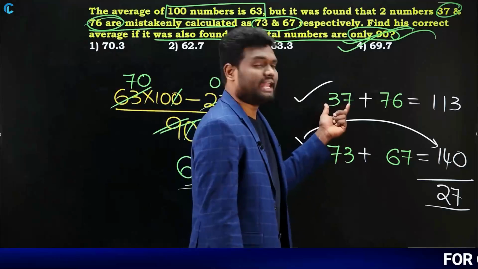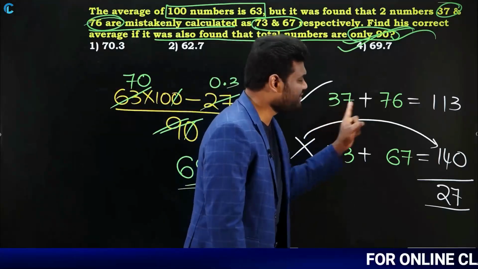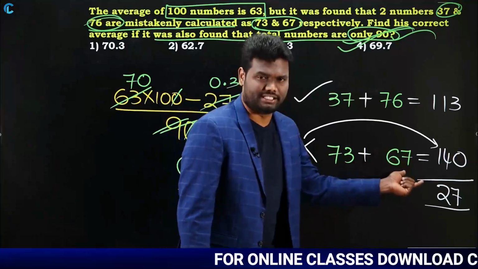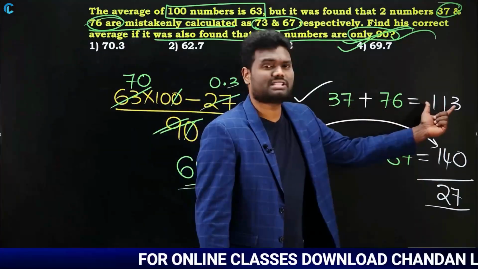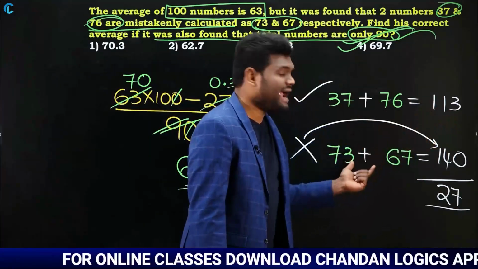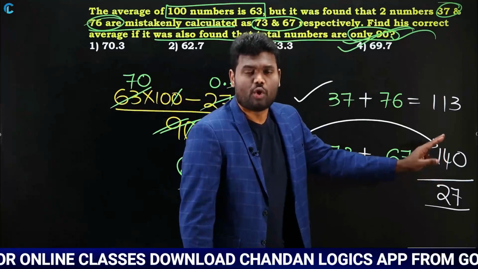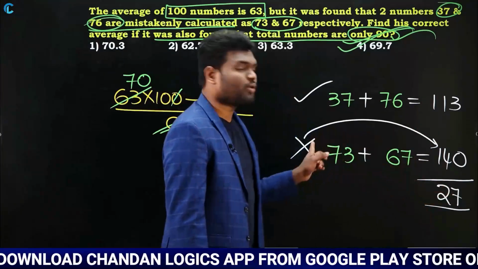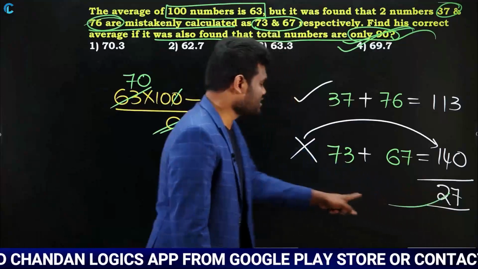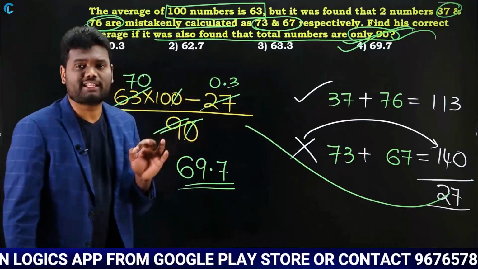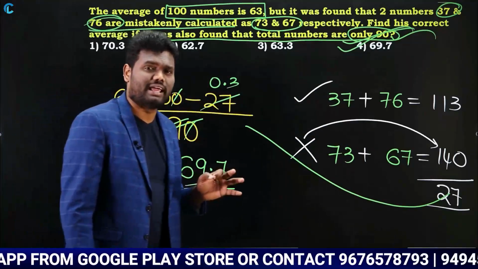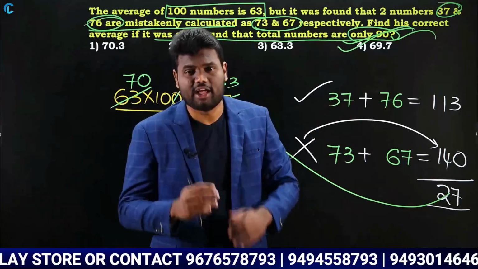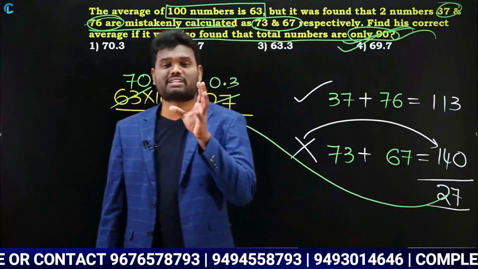The numbers should be noted as 37, 76, but they were wrongly noted as 73, 67. When you add these numbers, it is 113. When you add these numbers, it is 140. 140 and 113, the difference is 27. As the wrong value is more, you need to subtract this 27. As the numbers are not 100, as it is 90, first I need to know the 100 number sum.